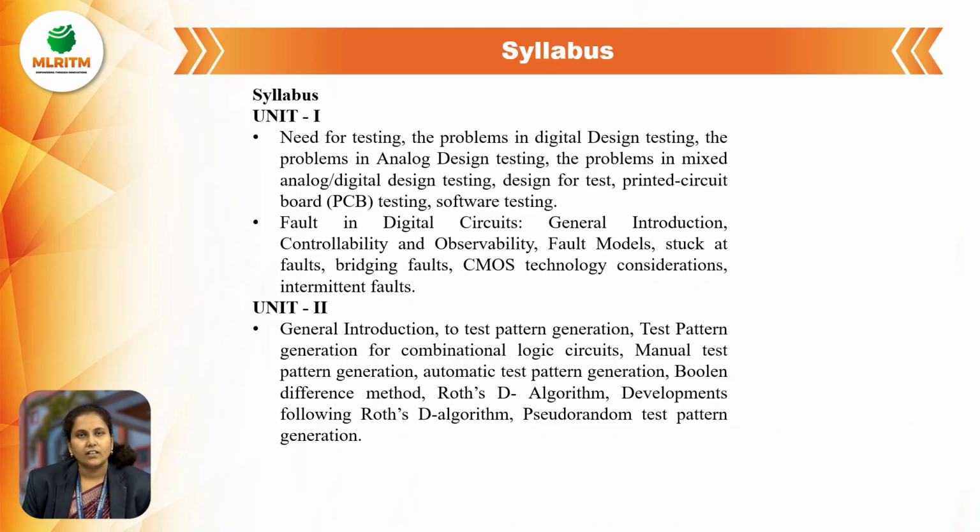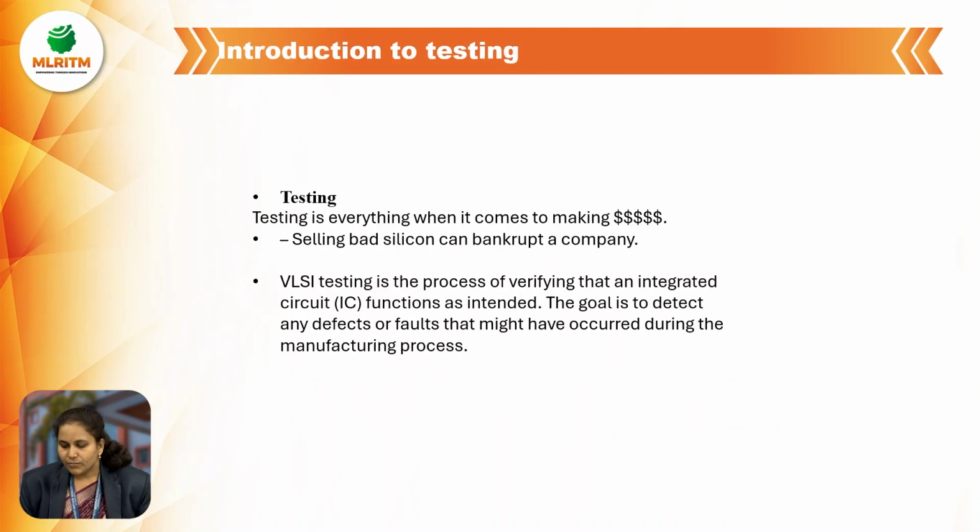The second unit covers how to design test patterns, what are the manual test pattern generations and the automatic test pattern generations. For that, we are going to see different algorithms like the D algorithm, and we are going to learn pseudo random test pattern generations. We will try to generate test patterns with pseudo random. So this is the syllabus for the test pattern generations and how we are going to design the test pattern. This is the introduction for the test and testability syllabus course content.